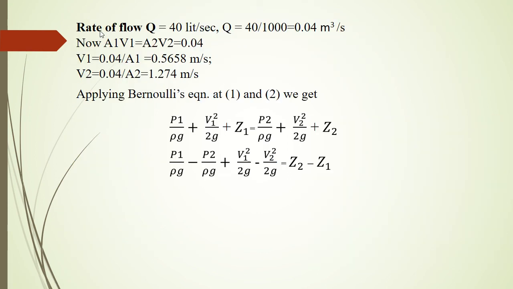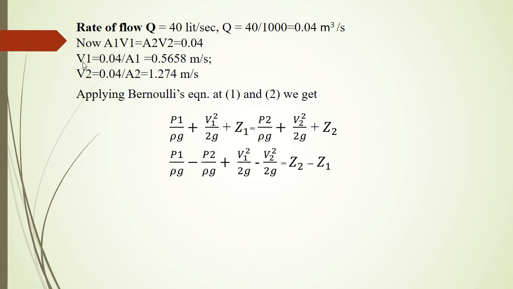So here the rate of discharge or rate of flow is given as 40 liter per second. Again you have to convert it into meter cube per second by dividing by 1000, so it is 0.04 meter cube per second. Again I will make use of the continuity equation. Continuity equation is nothing but discharge Q equal to A1 V1 equal to A2 V2, and the discharge is given, so it is 0.04.